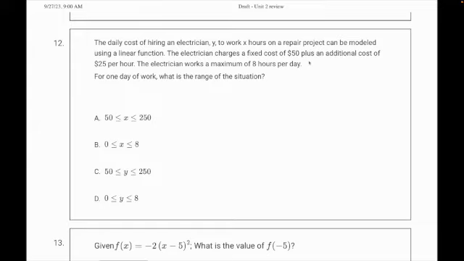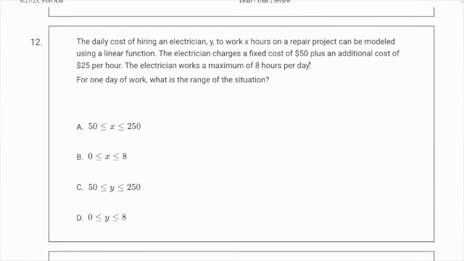The daily cost of hiring an electrician to work X hours on a repair project can be modeled using a linear function. My electrician charges a fixed cost of $50 plus an additional cost of $25 per hour. The electrician works a maximum of 8 hours a day per 1 day of work. What is the range? So guys, here we are looking at the range.